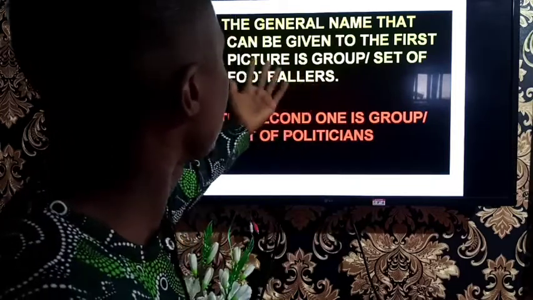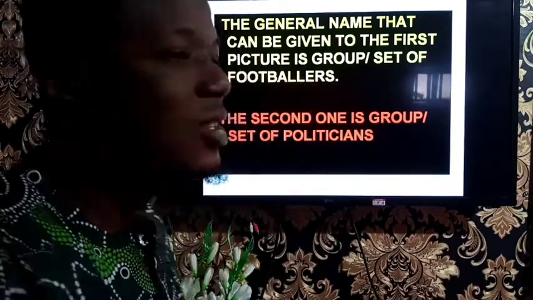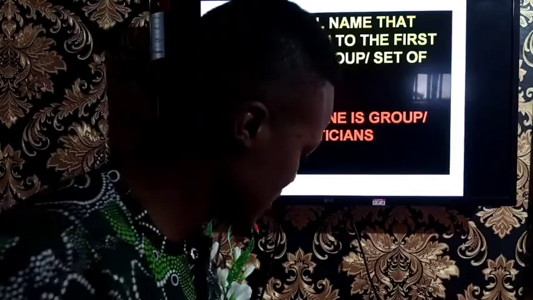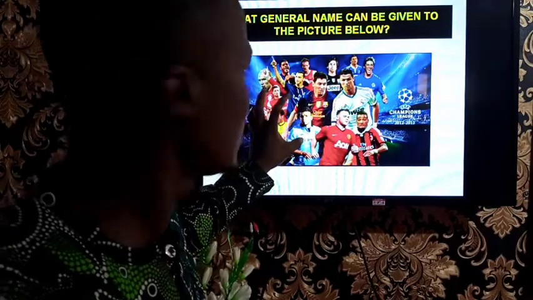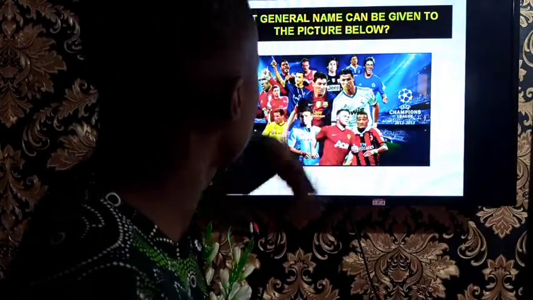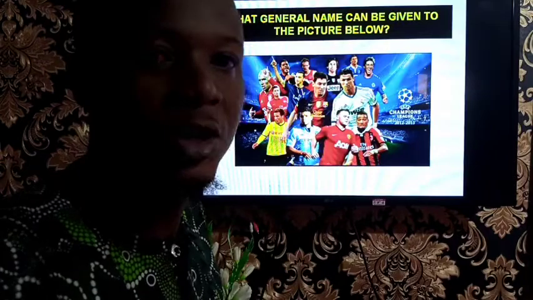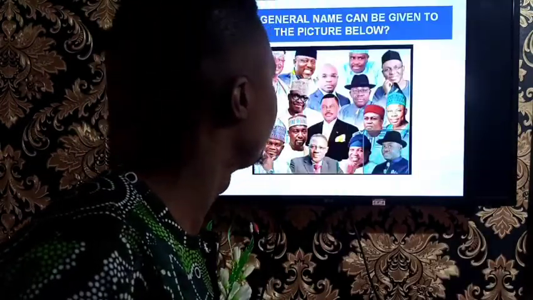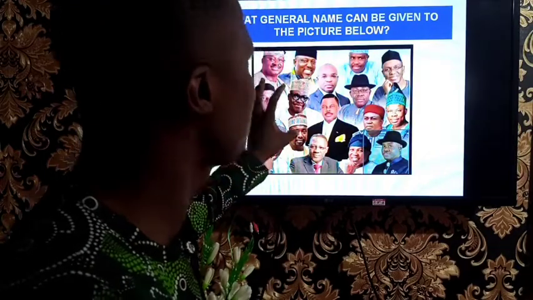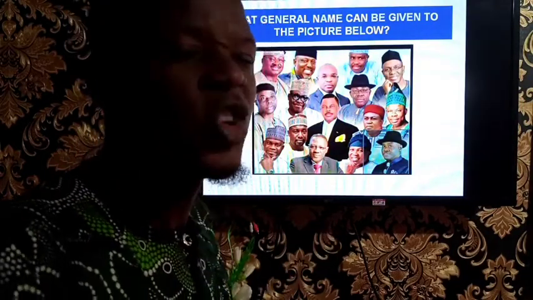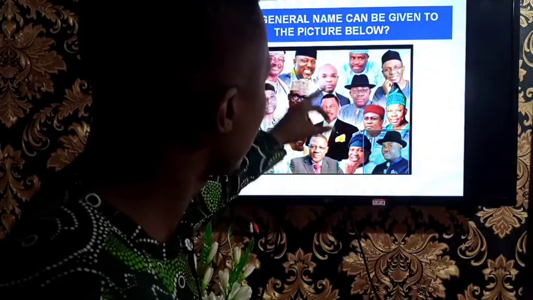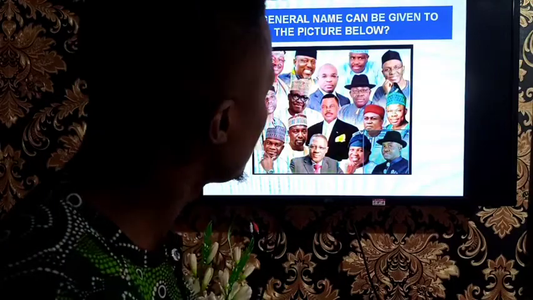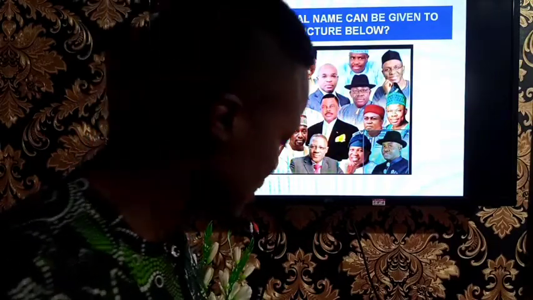The general name that can be given to the first picture is just the group of footballers, like you can see. Look at it here again. They are just the group of footballers. You can see your Ronaldo, Messi, Rooney, etc. There are so many of them. So they are just group of footballers. Okay. The name I think you can give to these can be maybe group of politicians or governors of states in Nigeria. I can see my dear Governor Chief Willie Obiano of Anambra State.